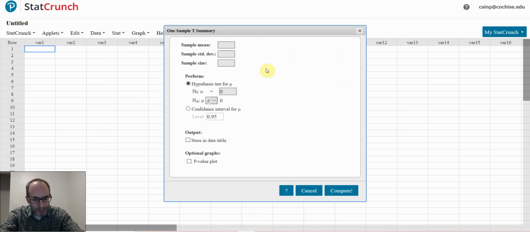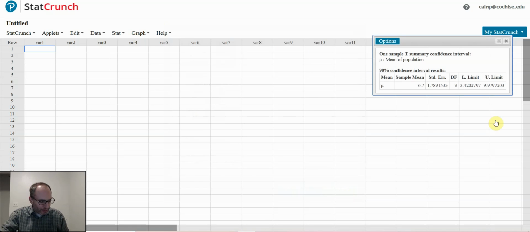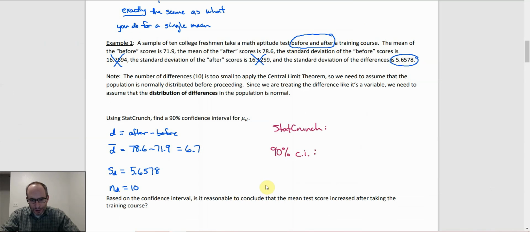So our sample mean, that's d bar, that's 6.7. Sample standard deviation, 5.6578. Sample size was 10. And we want a 90% confidence interval, so I have to change that confidence level to 0.9 and compute. And there we go, 3.420 to 9.980, to 3 places. All right, so let's go back there. Our 90% confidence interval is 3.420 to 9.980.